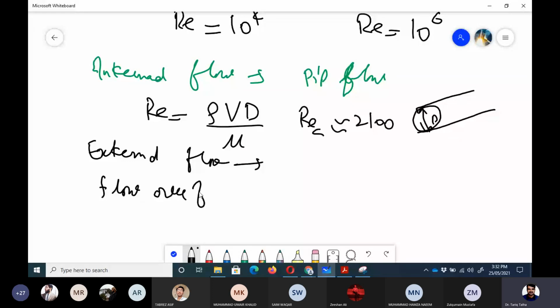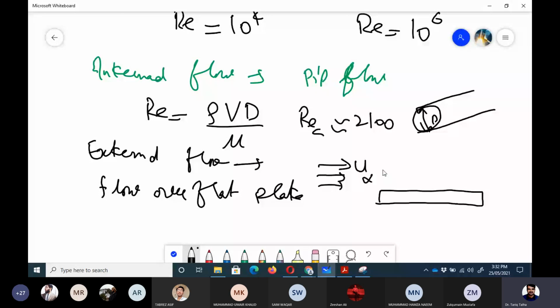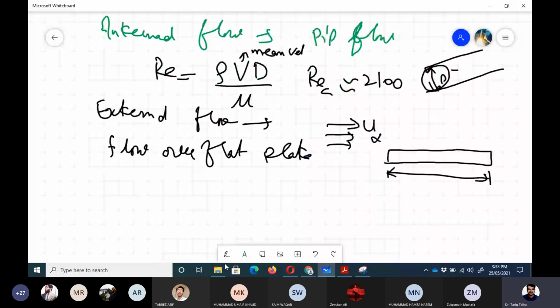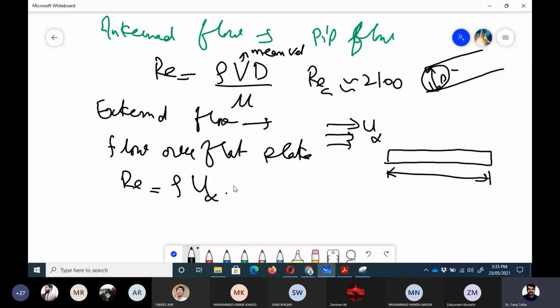So that is something like this. This is the flat plate and velocity. If free stream velocity, u infinity, is coming from here, this v is the mean velocity, as we discussed in chapter number 8. So free stream velocity is coming here, and this is the length of the plate, right? In this case, Reynolds number is defined as rho into u infinity into length of the plate divided by mu, right?